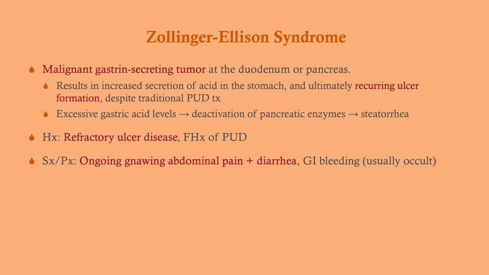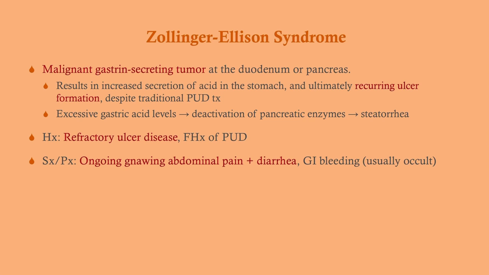So you maybe scope them or you're treating them presumptively for ulcers and it's just not working. And then what typically happens is you go in with an upper scope, EGD, and you look in their stomach and maybe you don't see anything, and then you get to the duodenum and you see some really nasty ulcers. That is typical for Zollinger-Ellison syndrome.